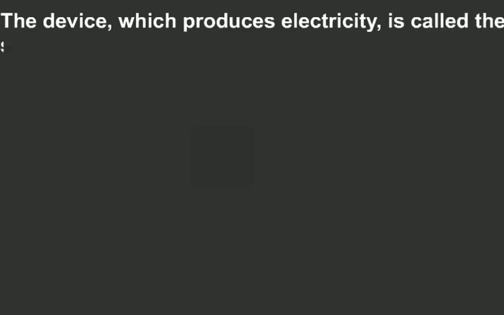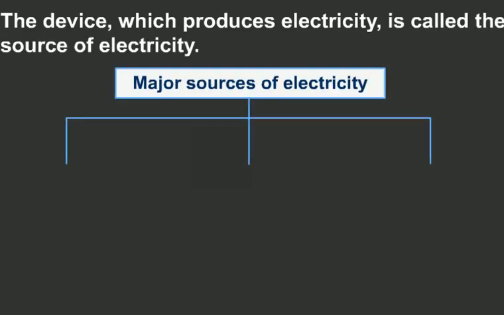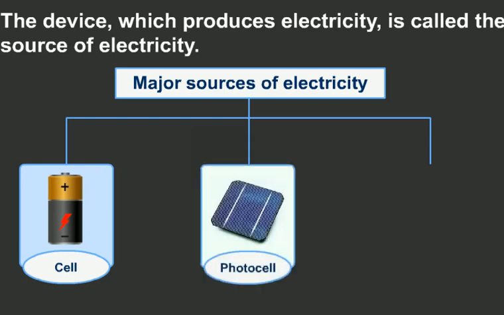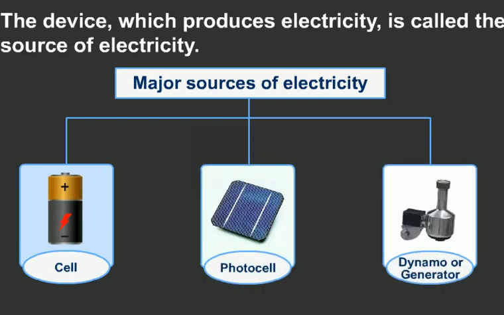Students, the device which produces electricity is called the source of electricity. There are three major sources of electricity, namely cell, photocell, and a dynamo or generator.